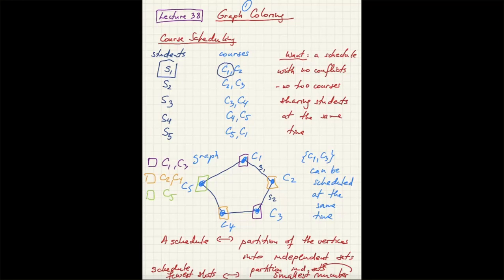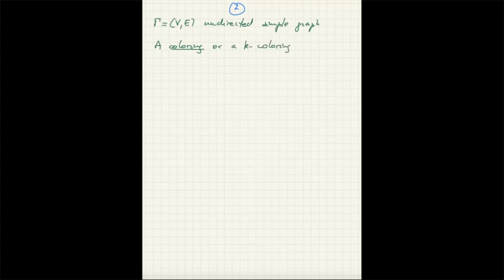Okay. So let's write down the formal definitions of what's going on here. As before, we have a graph, an undirected, simple graph. A coloring, or k-coloring if you want to specify the number of colors, is a function from the vertex set to a set with k elements. So no restrictions, just a coloring.